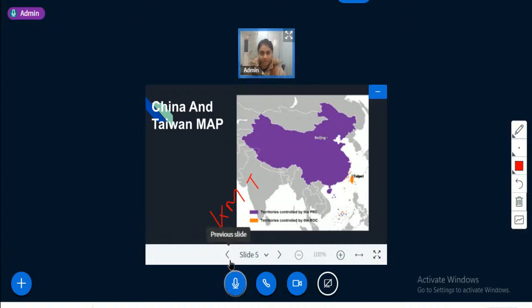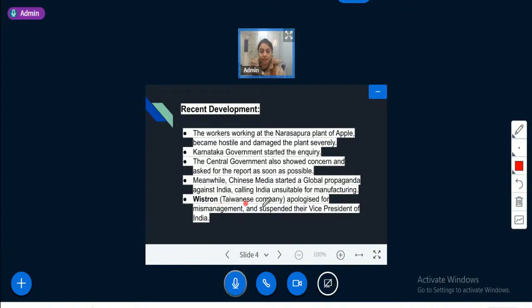Now when a Western company was involved, that is a Taiwanese company, plus Apple, which has shifted its manufacturing from China to India, and something goes wrong, definitely China was going to jump into the issue, and it did. Before the Western company or the Karnataka government could come out with any inquiry conclusion, China started its propaganda and a social media campaign: come back to China. They were calling all the manufacturers to come back to China.